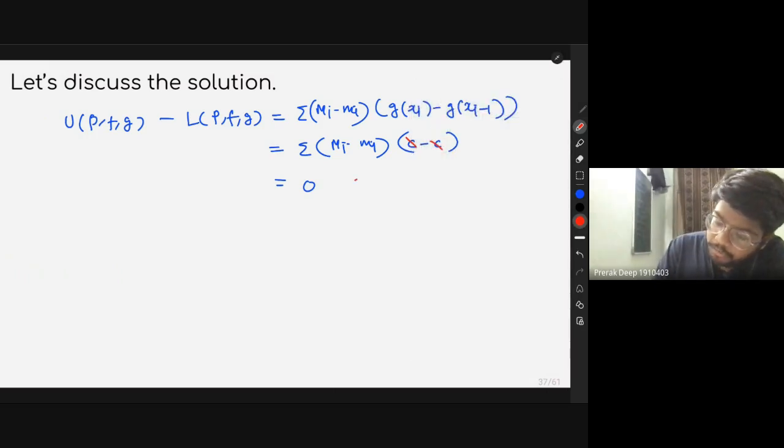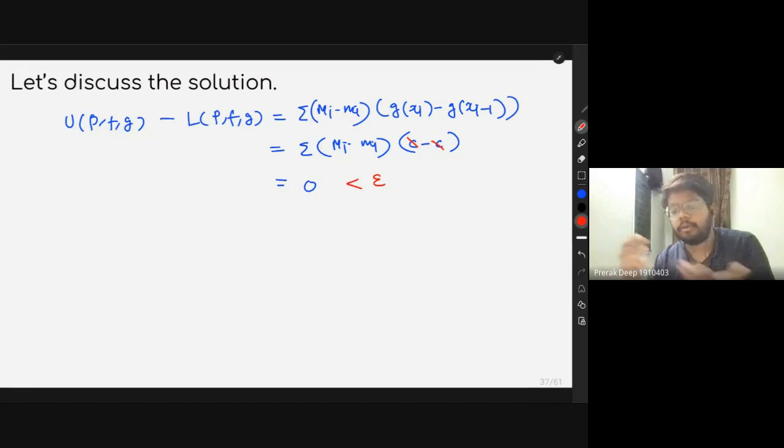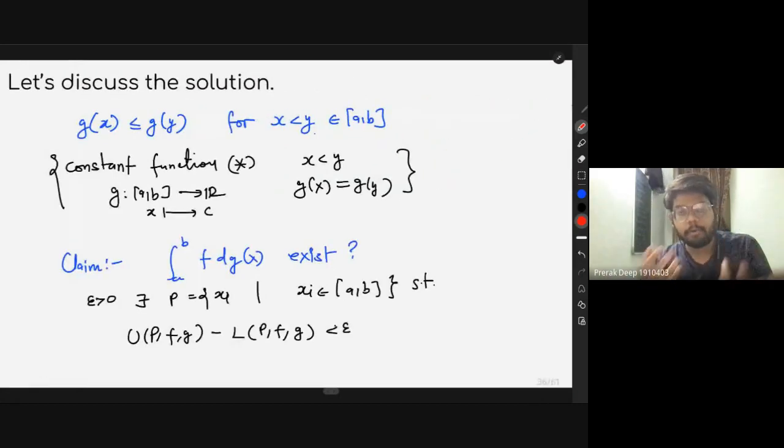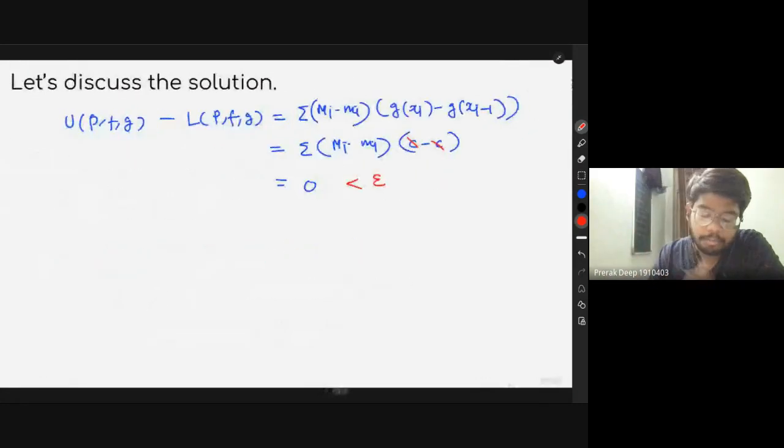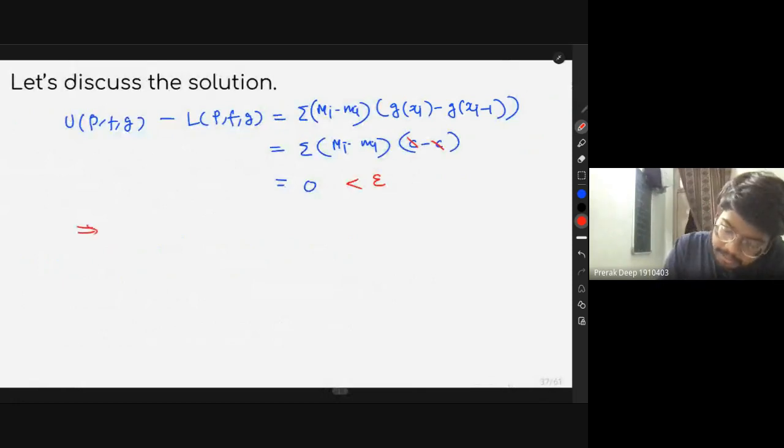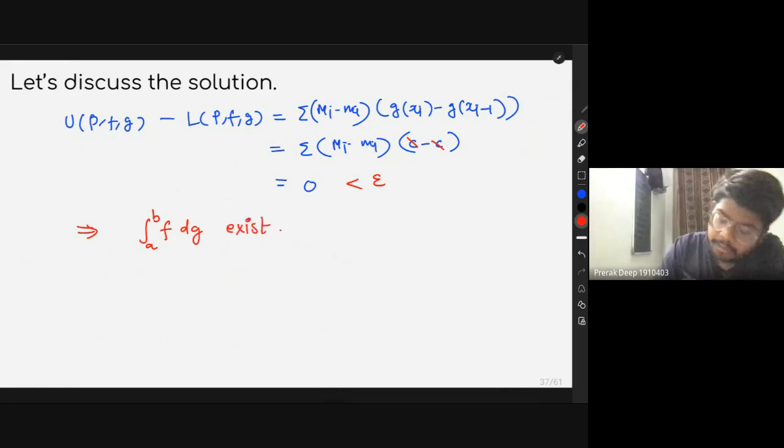So this 0 is always smaller than epsilon, because that's the assumption, that you are starting with a positive epsilon, so it has to be greater than 0. So this implies that this integral exists.